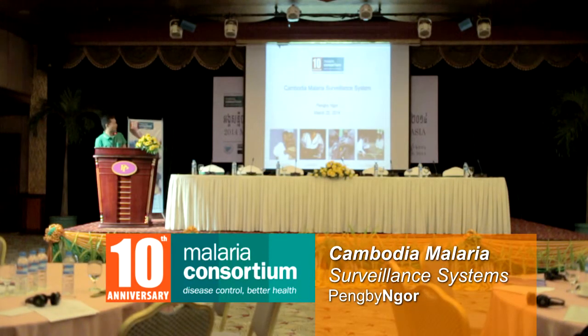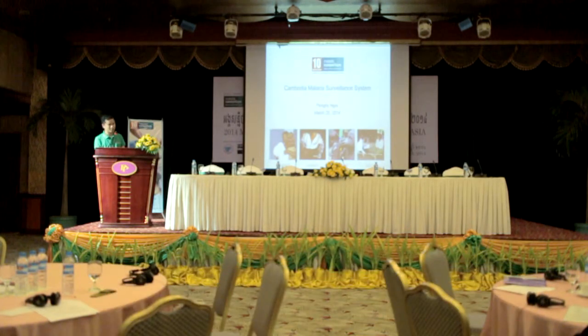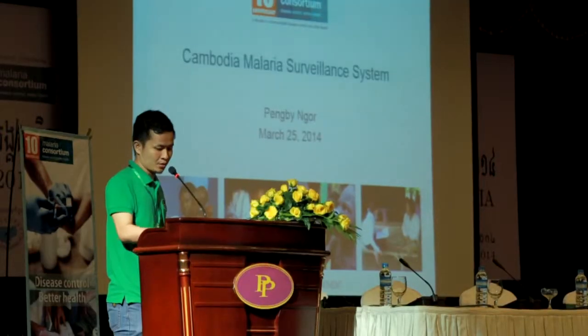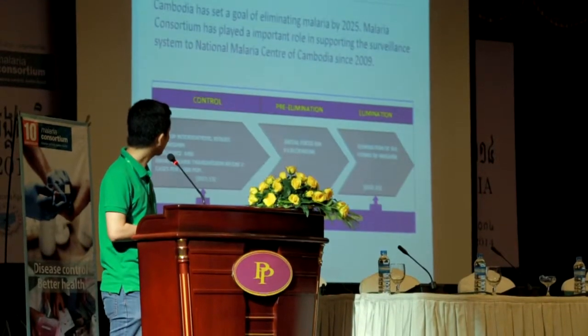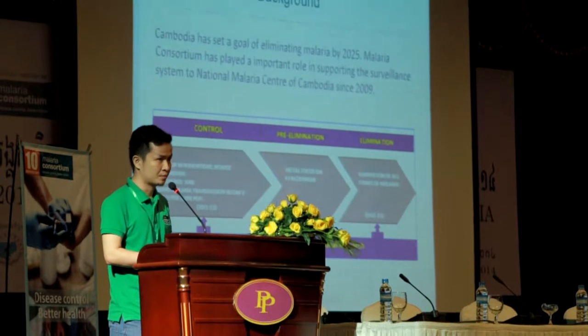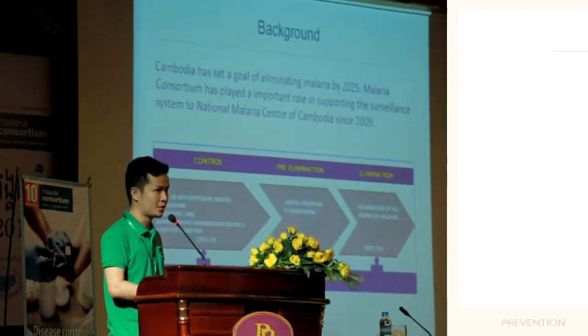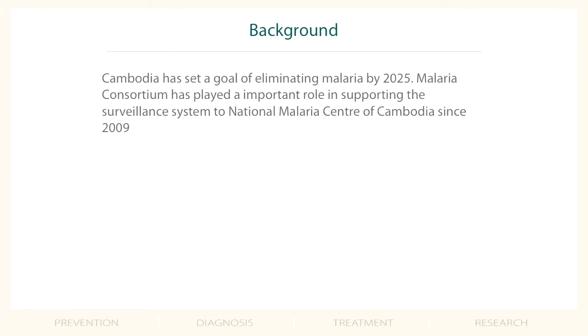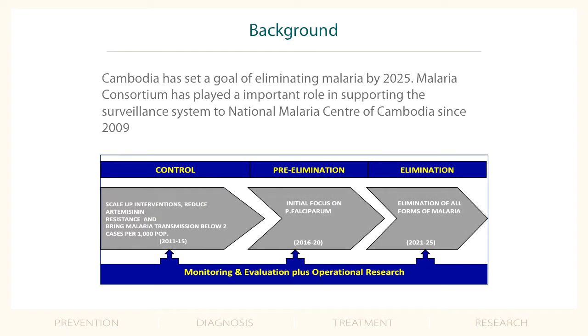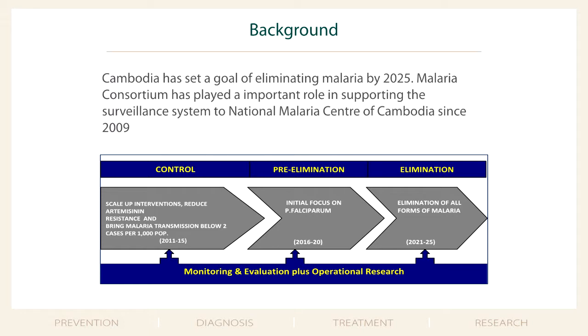Thank you, Mr. Chair. Today I would like to present about the malaria surveillance system in Cambodia. As a government strategy, Cambodia has set a goal to eliminate malaria by 2025, and Malaria Consortium has played an important role in supporting the National Malaria Center of Cambodia since 2009.